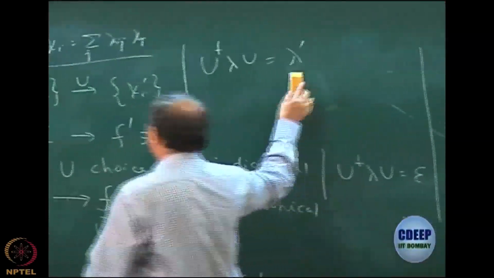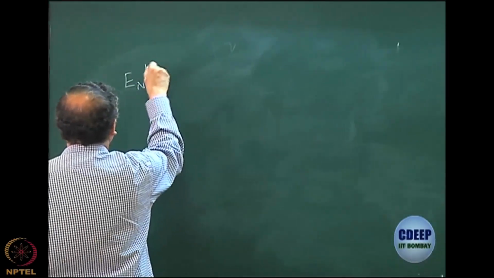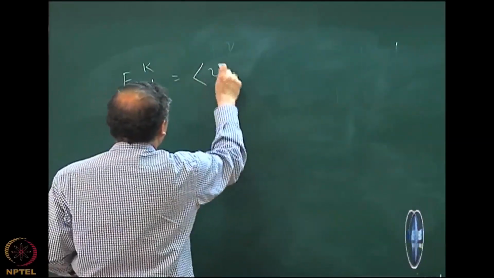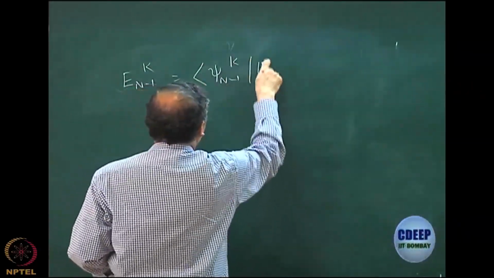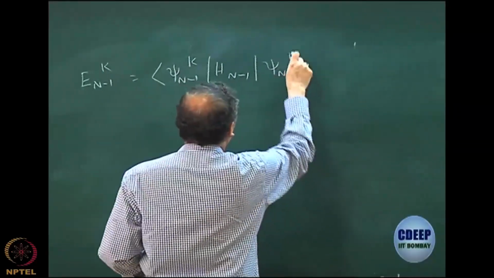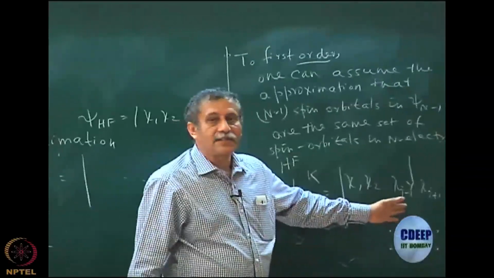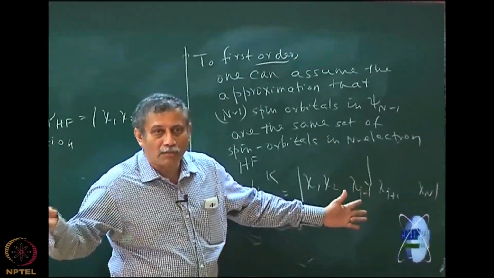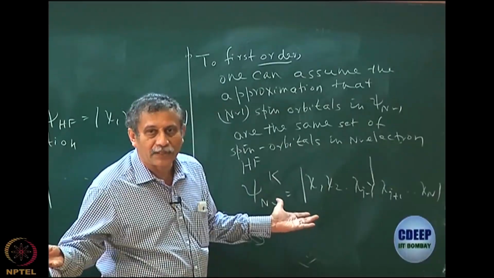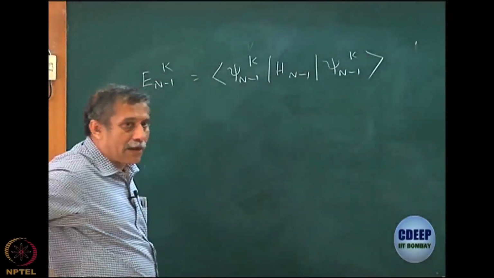Then Koopmans said the following: I can now construct E n minus 1 with this. So, I will construct E n minus 1, which I call E n minus 1 Koopmans, through psi n minus 1 Koopmans, H of course is now the n minus 1 electron Hamiltonian, H n minus 1, psi n minus 1 Koopmans. Okay? Note that since I am using the same spin orbitals, it remains orthonormal. Because these are orthonormal spin orbitals, it remains normalized, psi n minus 1 Koopmans. You have 1 by square root of n minus 1 factorial, of course. That is the only difference. Otherwise, it will remain normalized to unity. So I am not going to divide by this.